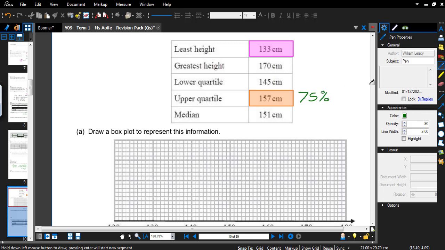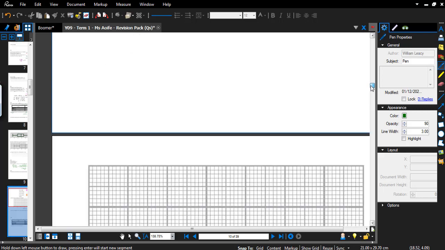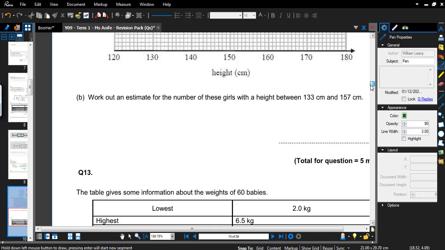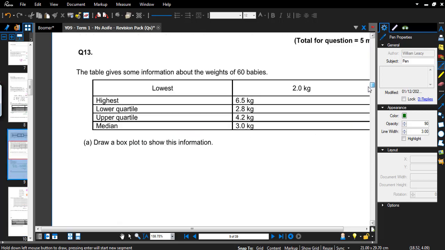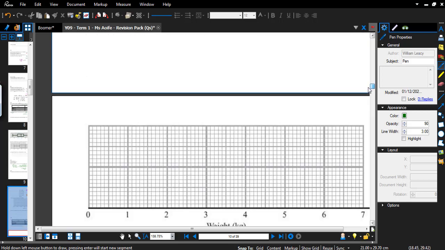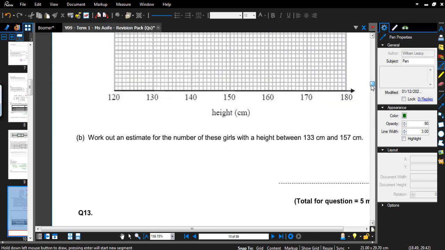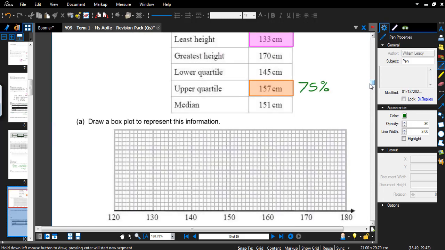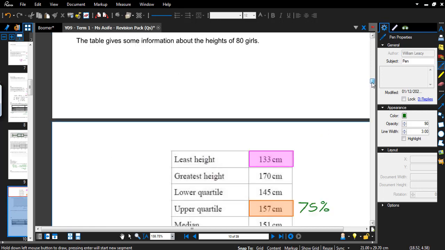Now if we go back down, work out the number of girls with a height between 133 and 157. Huh. Well, what did I just say there? Sorry, this is going a bit crazy. We are on question 12. You'll have to forgive me. Well, 75% of the values are less than that. So 75% of the values are between the lowest value and the 75th percentile. So it's going to be 75% of the total number, which is 80.